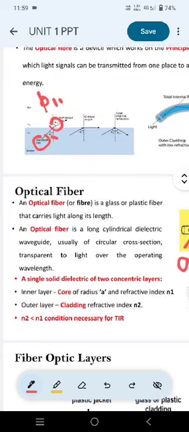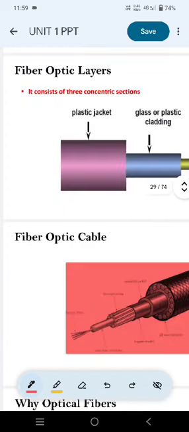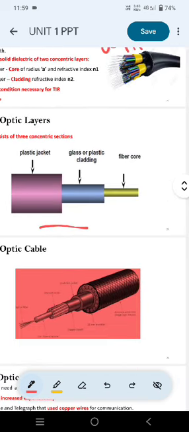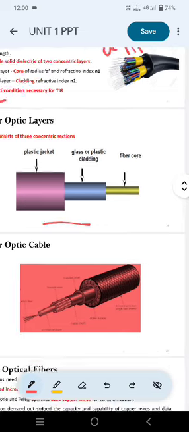The necessary condition for total internal reflection is that the cladding refractive index is always less than the core refractive index. Here the fiber core is usually made up of silica glass and the fiber cladding is made up of glass or plastic fibers, and finally the buffer coating will be made up of plastic jacket.